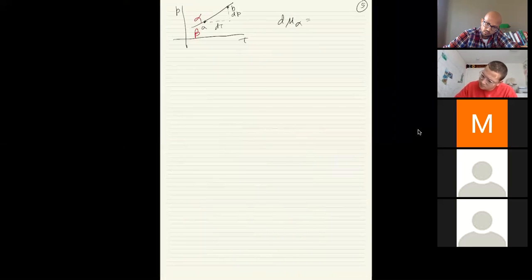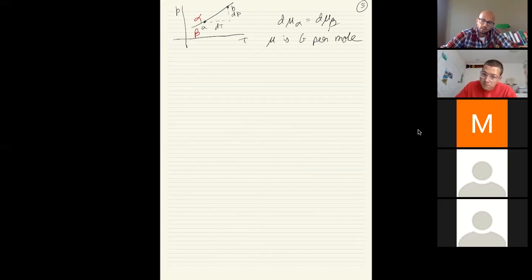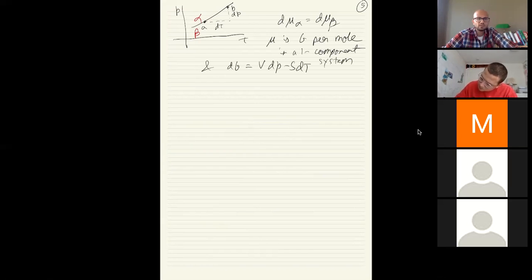alpha is equal to d mu beta, and so there is no longer any A or B over here because I'm just talking about a differential change at a given point. However, mu is G per mole in a one component system. If it was multi-component, again, life would be very complicated. In a one component system, mu is simply G per mole. And dG is equal to V dP minus S dT. We know this. This is our integrated first and second law of thermodynamics.